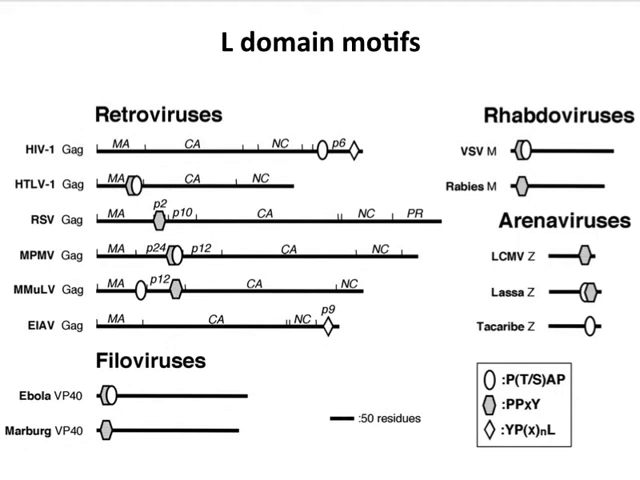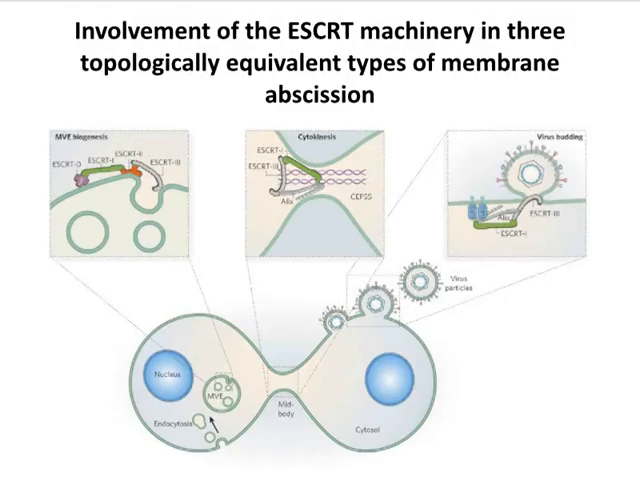Other viruses have late domains as well: filoviruses, Ebola and Marburg, VSV, rhabdoviruses and rabies, arenaviruses. The structural proteins of these viruses, all of which form budding particles, have late domains as well. These sequences, in particular, interact with the cellular machinery for making vesicles, and that is called the ESCRT machinery.